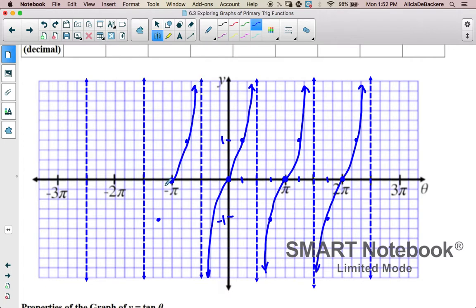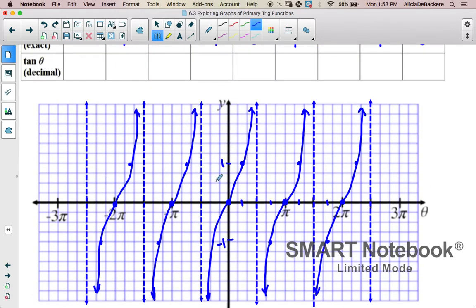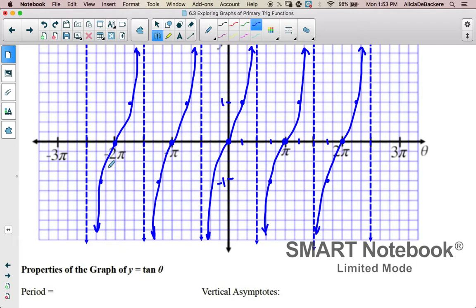So you'll just repeat yourself. And then we're going to summarize the properties of this graph. All right, so what I've drawn here, I've got 5 full cycles drawn. Remember, a cycle is just a complete section of the graph that repeats itself.